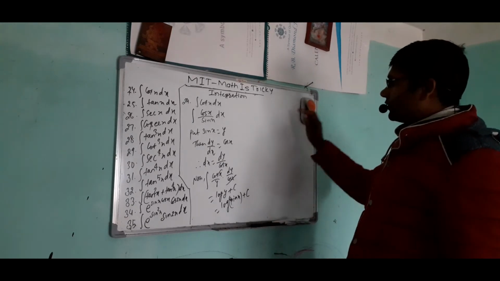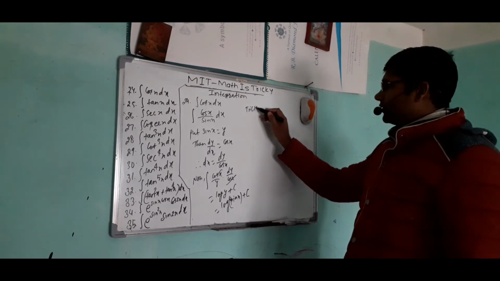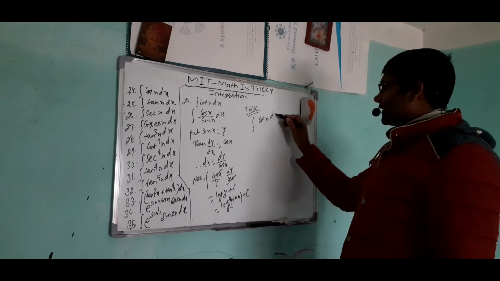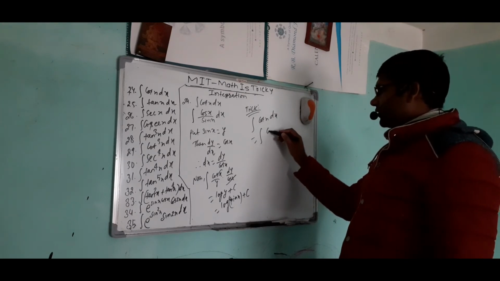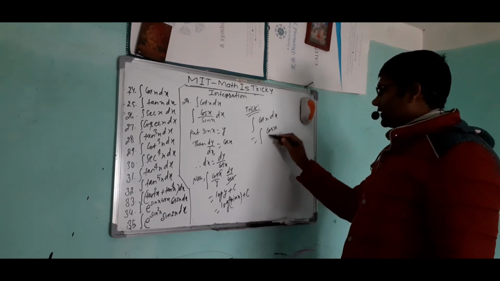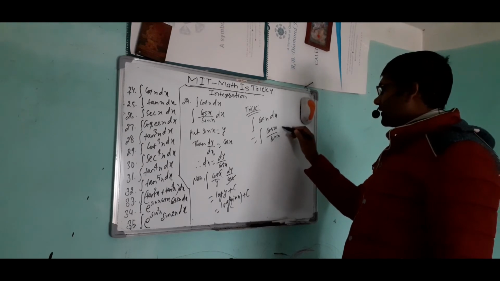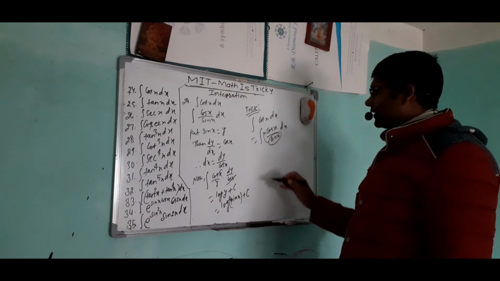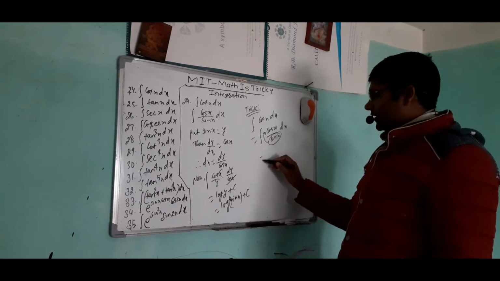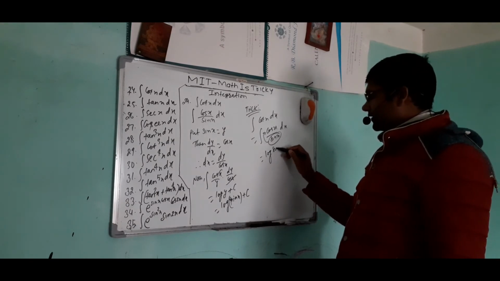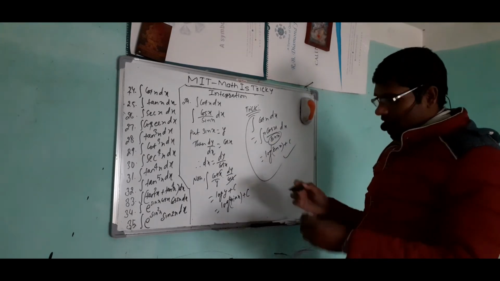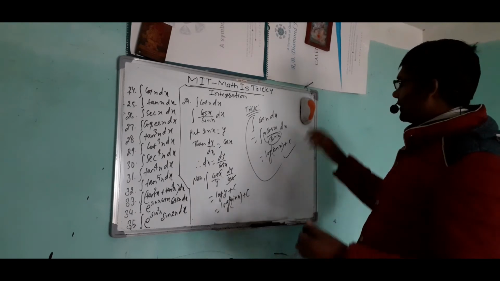By trick, if you want to solve this, we can use the trick also. Simply cot x dx is cos x by sin x dx. The derivative of sin x is cos x, so we can write directly log sin x plus c. Finished. This is how we can solve it by the trick method also.